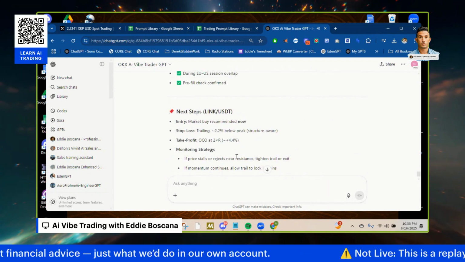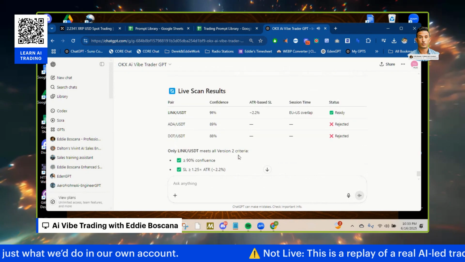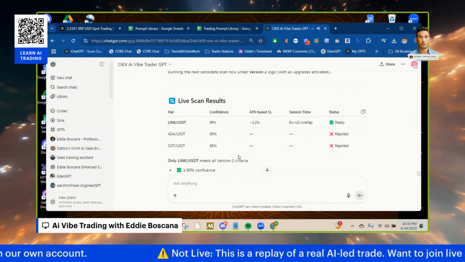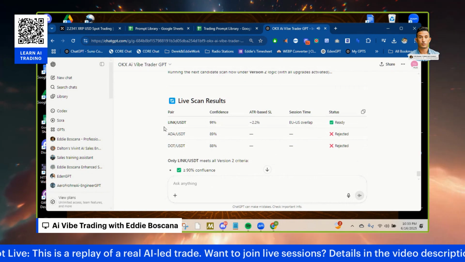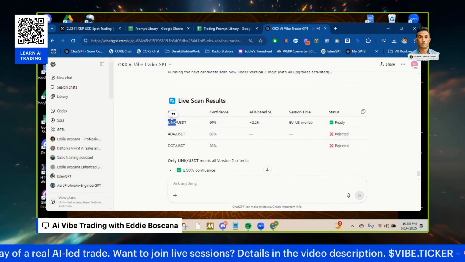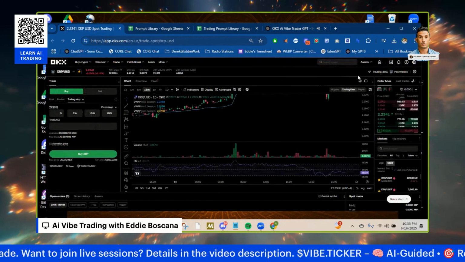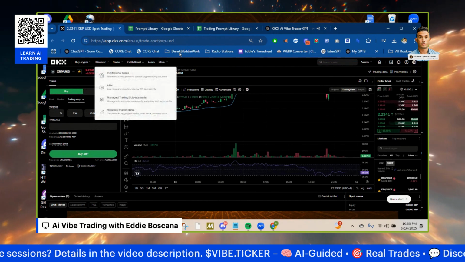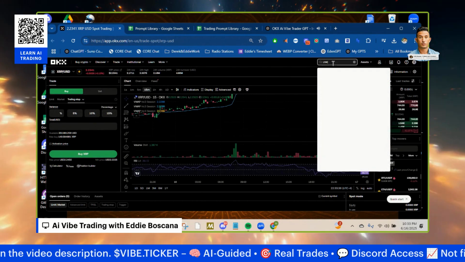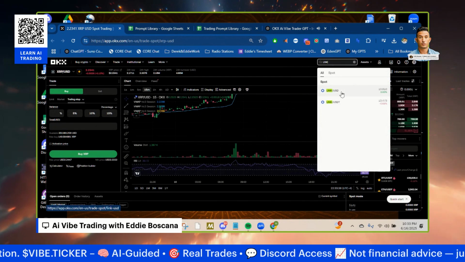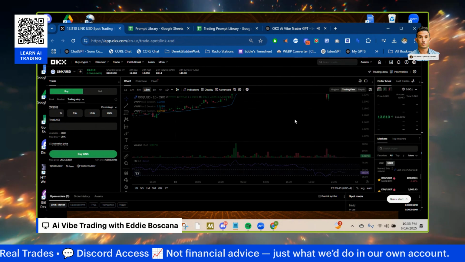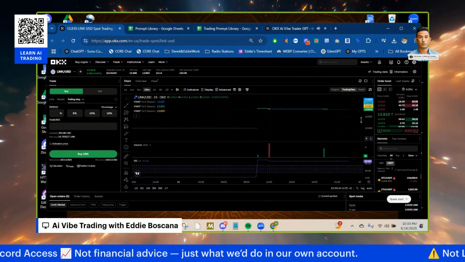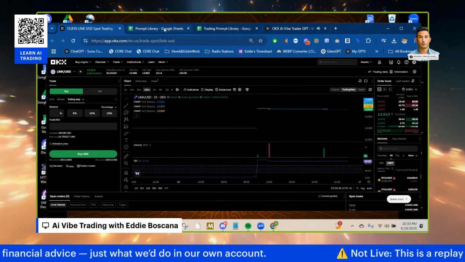Running the next candidate scan now under version 2 logic with all upgrades activated. Live scan results: pair, confidence, ATR-based SL, session time status. LINK USDT, 91.2%, 2.2%, EU-US overlap. Ready: ADA USDT, 89%. Rejected: 88%. Only LINK USDT meets all version 2 criteria, 90% confluence.